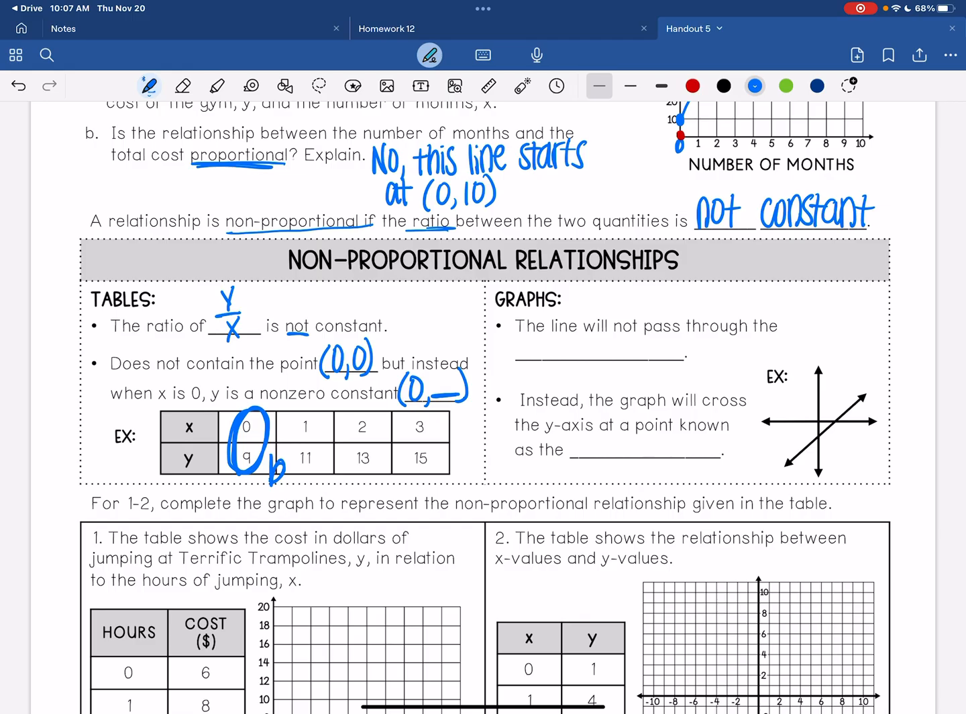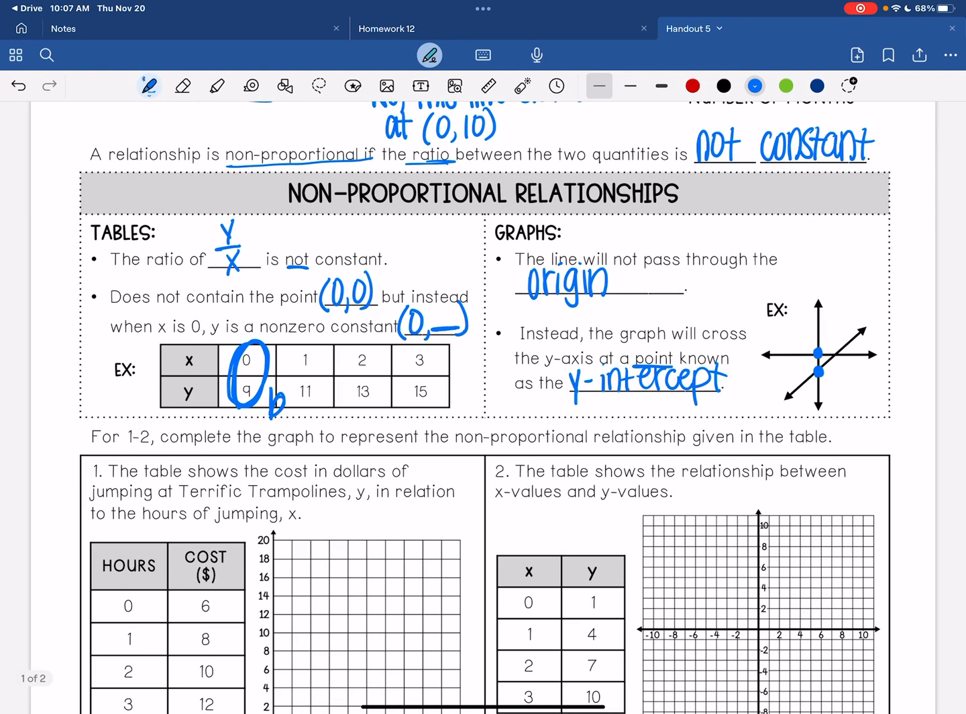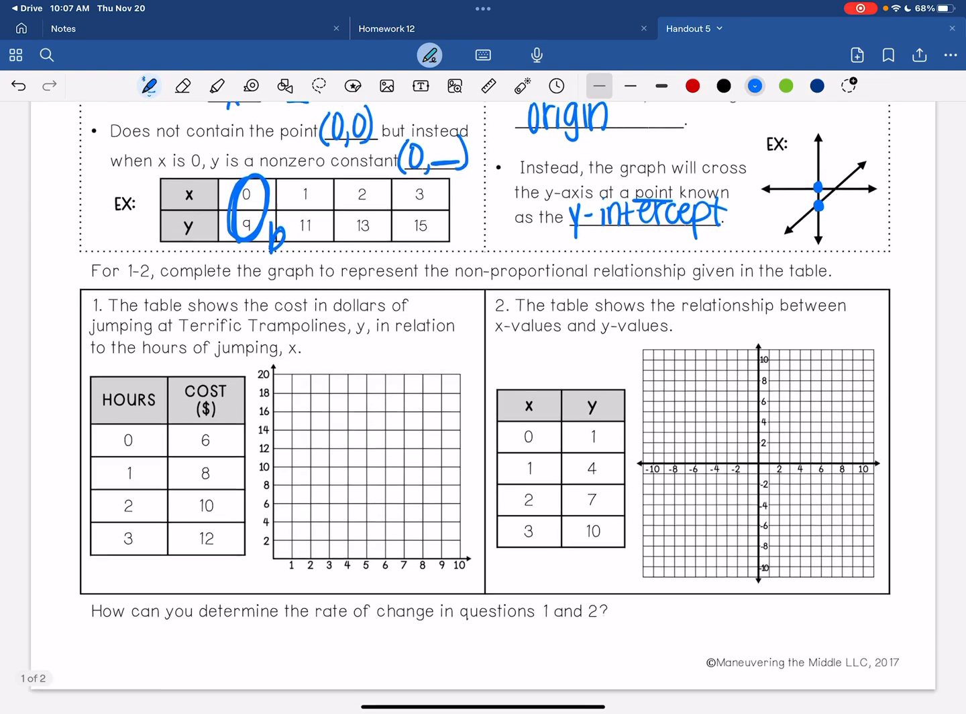We know if we're looking at a graph, our line is not going to pass through the origin anymore. On this example, here's the origin. Our line doesn't go through it. Instead, it's going to cross over the y-axis at a different point, so either above or below the origin, and that new point is called the y-intercept. Again, this should all be review because we talked about this last week.